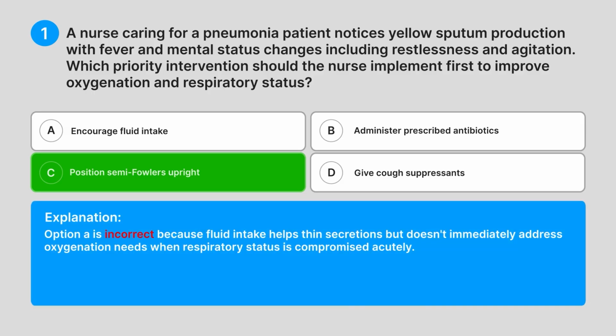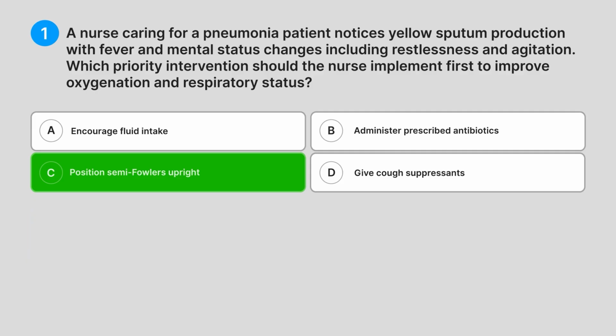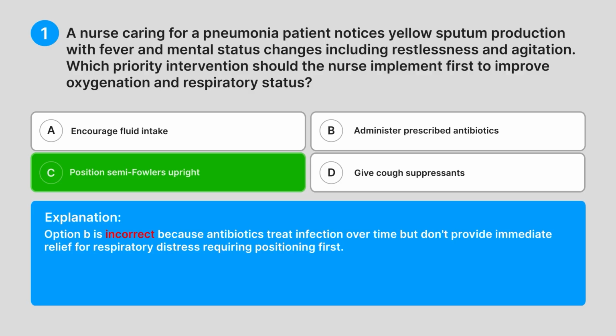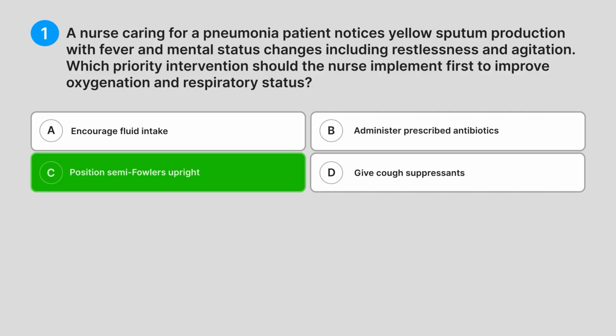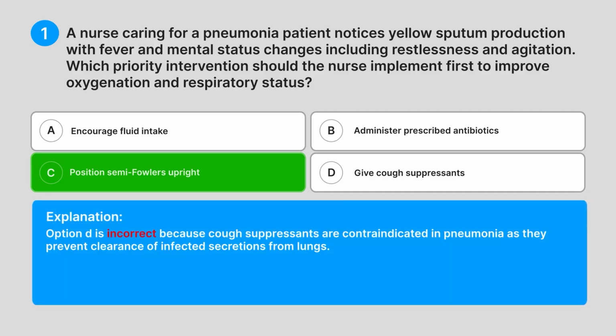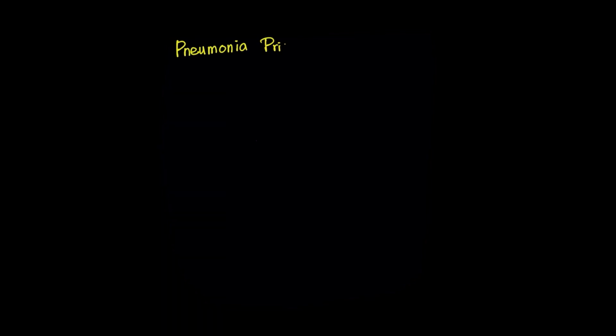Option A is incorrect because fluid intake helps thin secretions, but doesn't immediately address oxygenation needs when respiratory status is compromised acutely. Option B is incorrect because antibiotics treat infection over time, but don't provide immediate relief for respiratory distress requiring positioning first. Option D is incorrect because cough suppressants are contraindicated in pneumonia, as they prevent clearance of infected secretions from lungs.